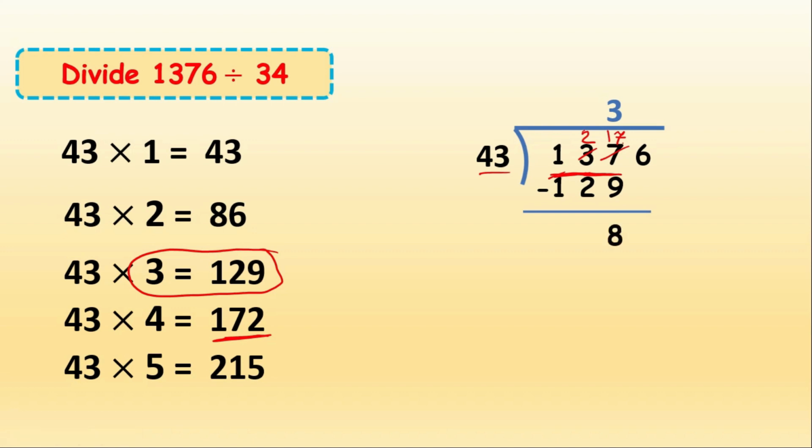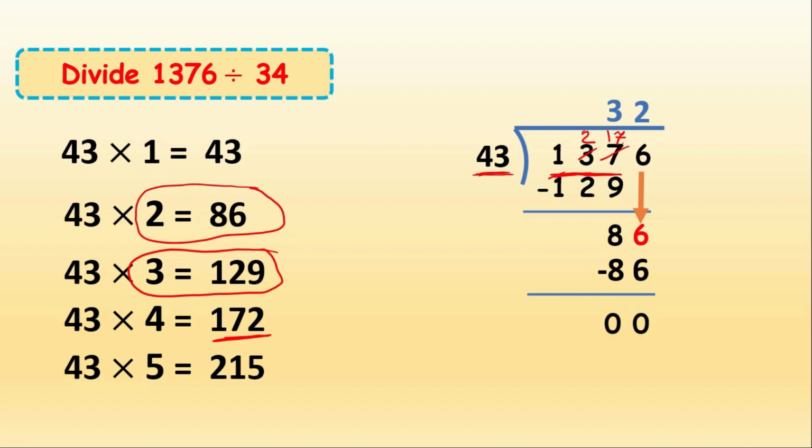So let's start again, but drop 6 to be 86. 86 divided by 43. Let's complete. So search for 86 in the products. You can find 86. Circle 86 and 2. Write 86 as a product, 2 as a quotient. And let's subtract. 86 minus 86 equals 0. Okay? That's about the standard algorithm.